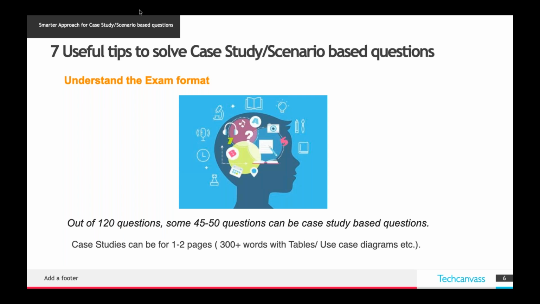So they can completely utilize 2-3 pages for one particular question. They will utilize it, and out of that you can expect some 2 or 3, maybe 5 to 6 questions for one case study, for one caselet.